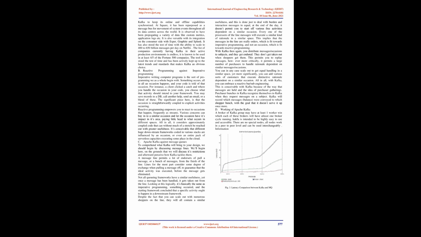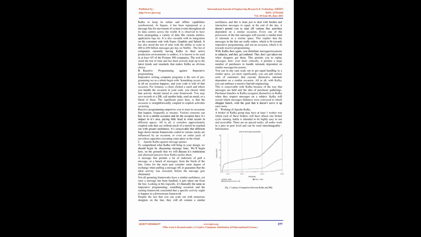This is possible with Kafka because of the fact that messages are retained and the concept of consumer groups. Consumer groups in Kafka identify themselves to Kafka when they request messages on a topic. Kafka will record which messages, offset, were delivered to which consumer group, so that it doesn't serve it up again.